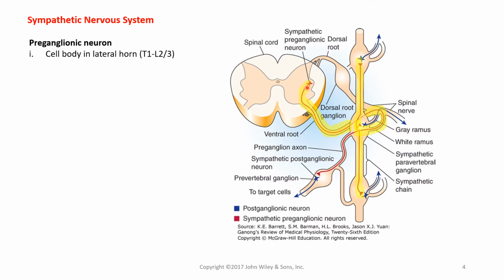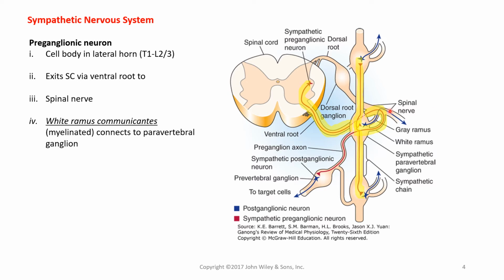So first, we'll just recognize that their cell body is in that lateral horn. Now you can see that here a little bit better. And this is going to be, again, anywhere from T1 down to L2 or L3. It's going to exit via the ventral roots, and those ventral roots are going to come to where that spinal nerve is, but that spinal nerve doesn't last very long.